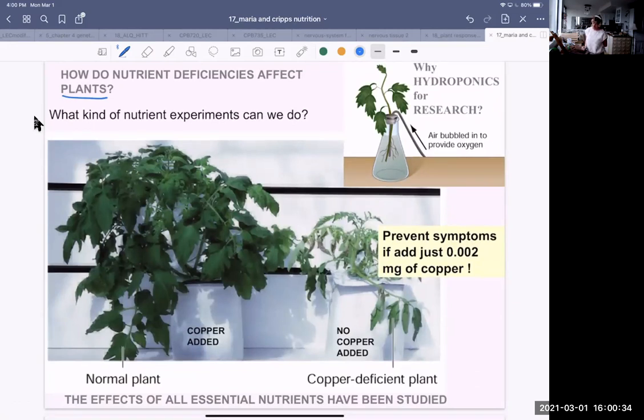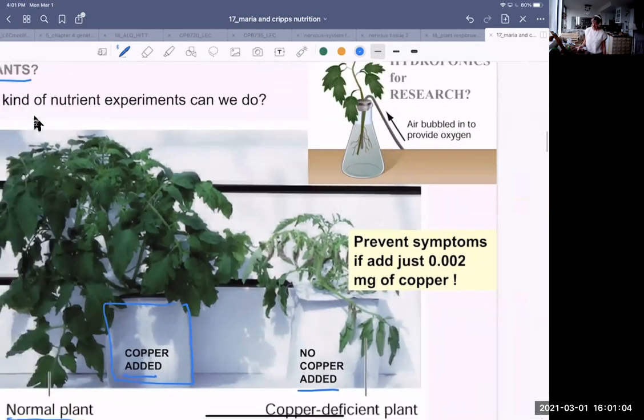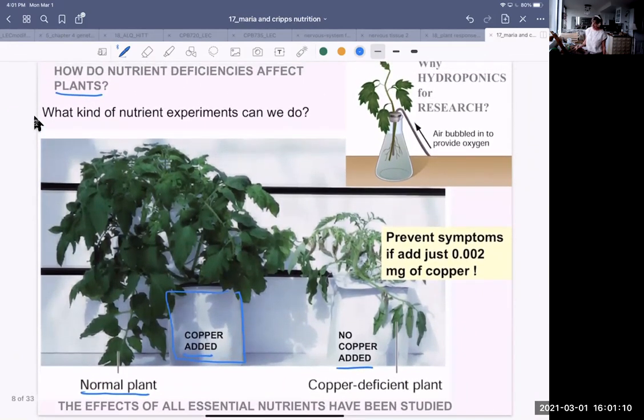So here's an experiment. This is a normal plant with copper added. And this is a hydroponics experiment in water. So there can't be any exacerbating types of nutrients, minerals, or anything added. It's carefully controlled. This is no copper added. So you can see the plant here is shriveled, not growing in a healthy way. You can prevent the symptoms with just 0.002 milligrams of copper. That's a very small amount.